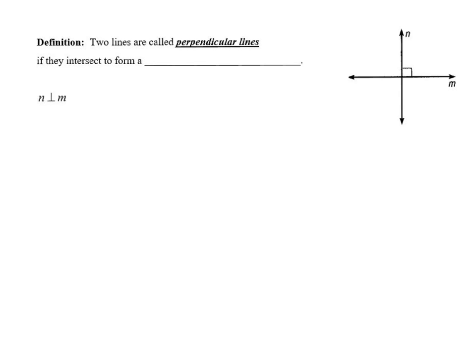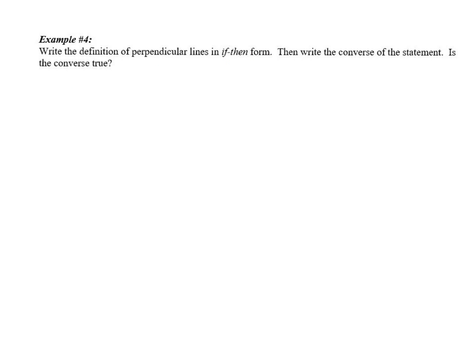And next we have a definition. Two lines are called perpendicular lines if they intersect to form a right angle. And here's the notation. Notice the upside down T stands for perpendicular. The definition of perpendicular lines is a conditional statement, so it can be written in if-then form. So pause the video and see if you can write the definition in if-then form, and then also write its converse, and then we'll decide if the converse is true or not.